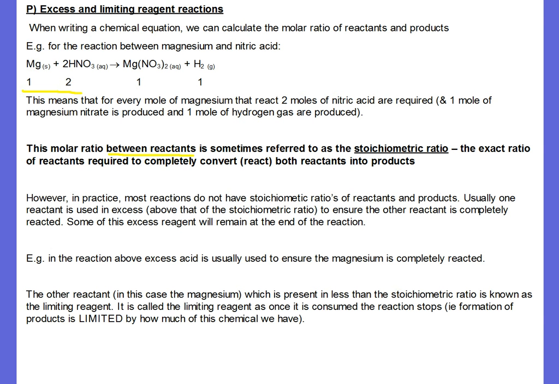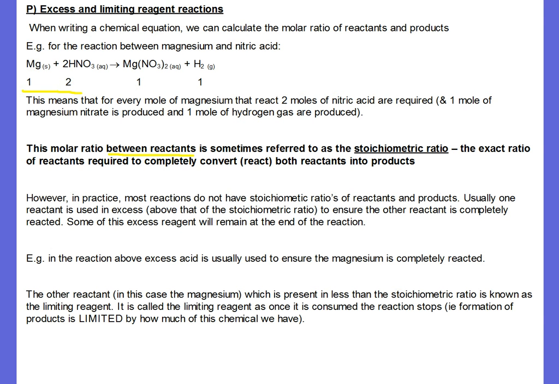So for example, in this case, it's usually you dissolving the magnesium in acid in the lab. You'll actually have excess acid in the test tube. We call this the excess reagent, so that we know that all the magnesium is going to react. But if the acid's in excess, the other chemical, in this case the magnesium, is called the limiting reagent. And it's called the limiting reagent because once it's consumed, the reaction stops.